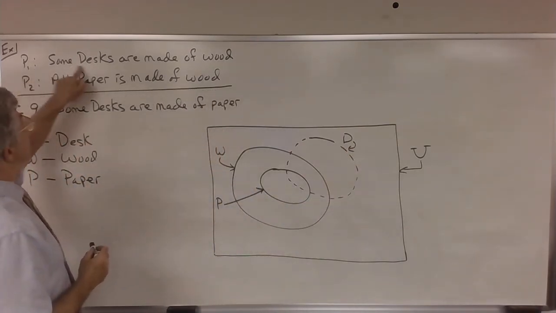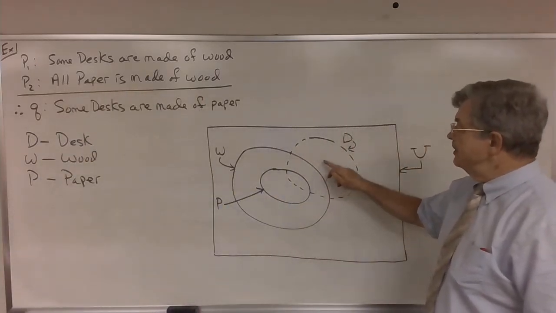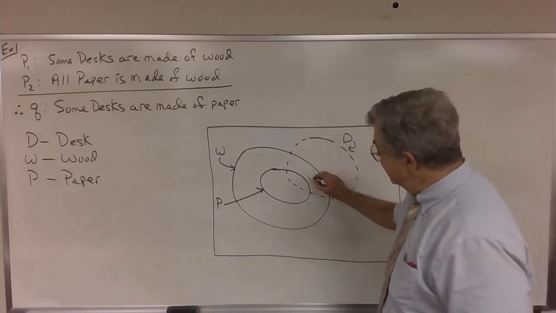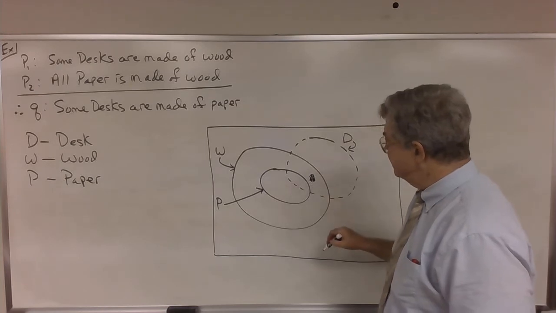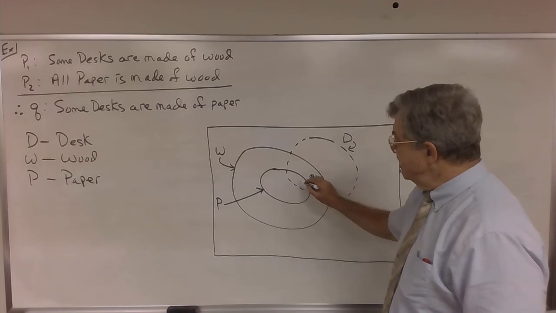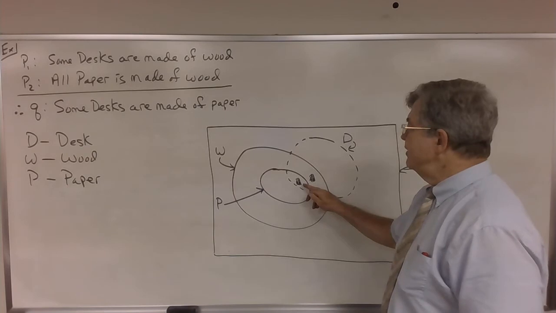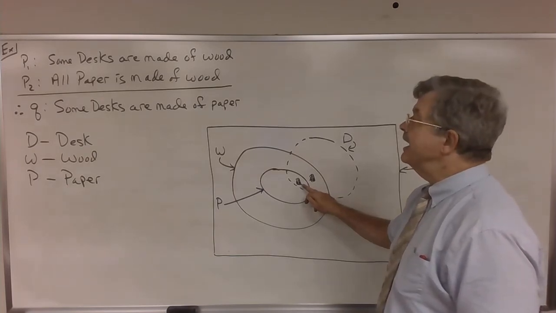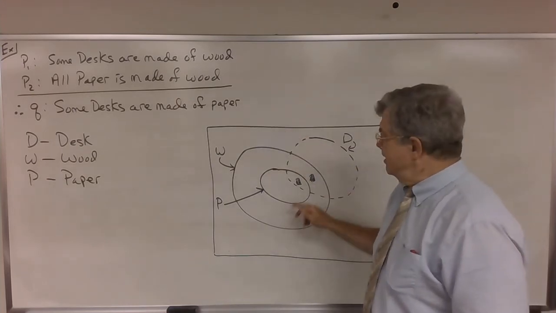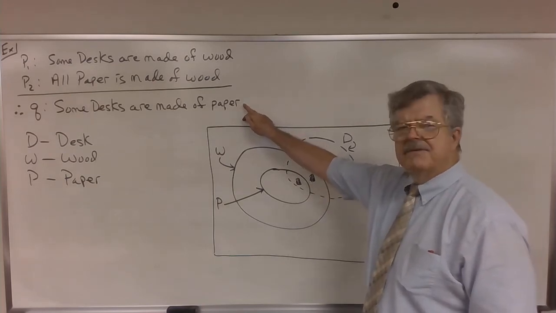And premise 1 is true because I have some desks made of wood. The desk circle and the wood circle overlap. So I have some desks made of wood. So there's at least one desk that's in here. Now there may be a desk in here also, which would mean that my desk is in the paper circle and I have my desk made of paper. So if I draw the diagram like this, my conclusion is true.